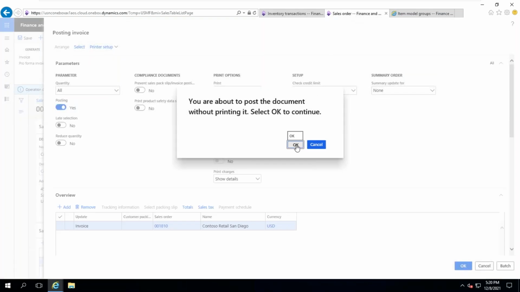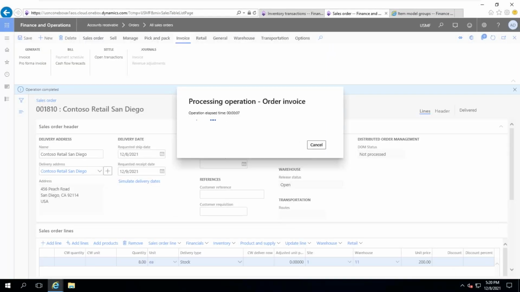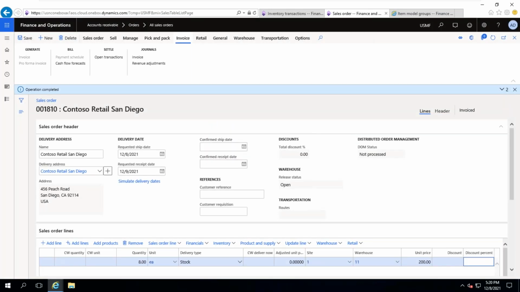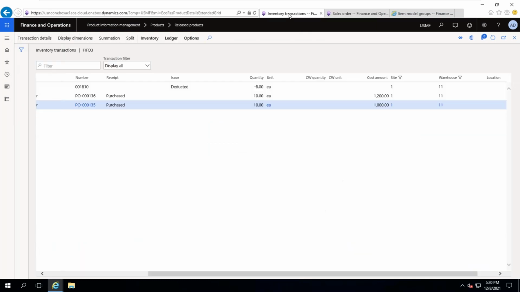Click OK without printing. But in a real-time scenario, the printout must be taken and you need to hand over that printout to the customer. That is mandatory. You need to provide the customer invoice to the customer, whereas in purchases you are receiving the invoice from the vendor, whereas in sales you are giving the invoice document to the customer. Now if you verify on-hand inventory transactions, the cost amount will be updated here. It is 880.